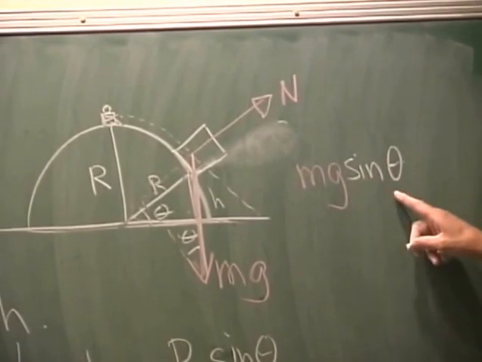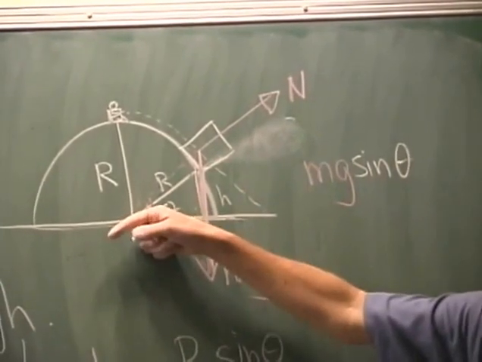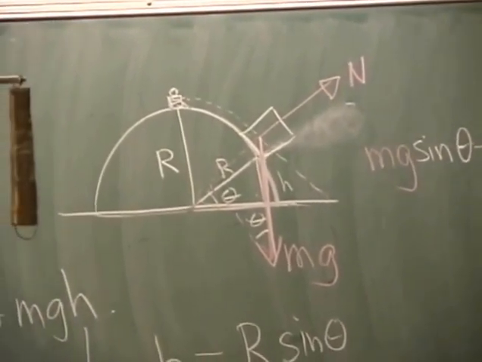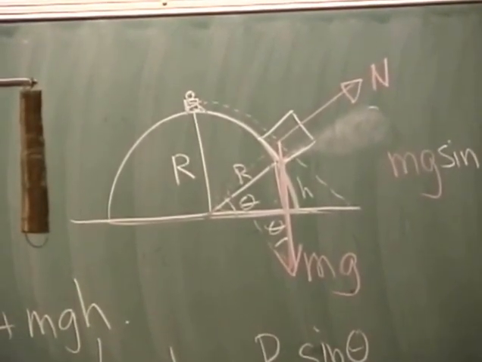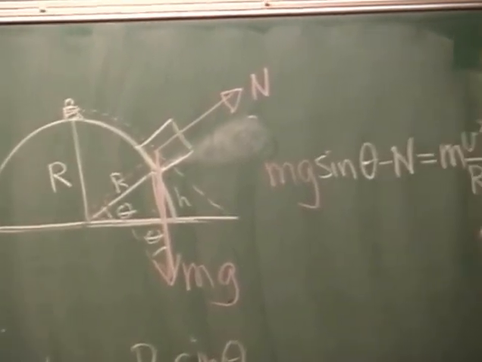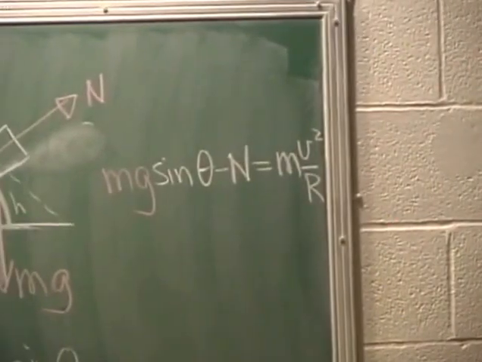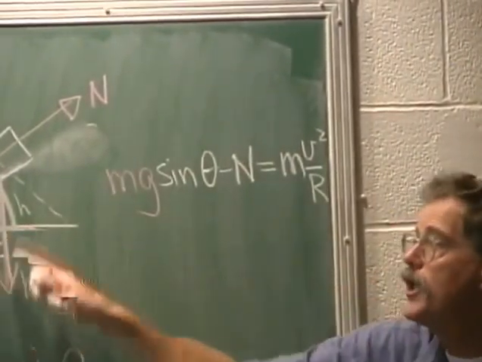mg sine of theta, pulling in toward the center, minus n is equal to m, the mass times its acceleration, which is v squared over r, because it's going in a circle. There's the centripetal part of the equation.